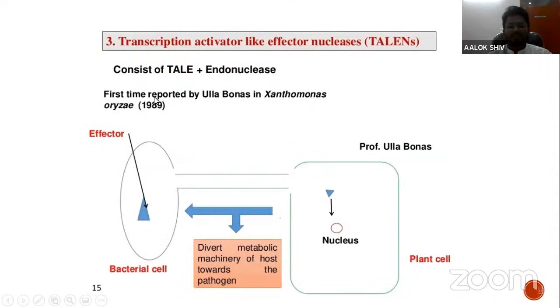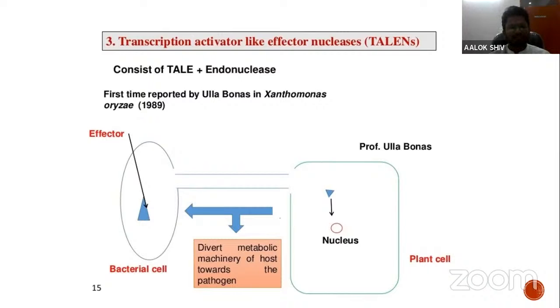So the next mechanism or the next tool under genome editing is the TALEN. Why is it called the TALEN? Because it is a TAL effector protein and endonuclease. Okay, so this is the effector. So what are the effectors? Effectors are nothing but different proteins which are used by the pathogen for breaking the primary defense system of the plant. Okay, so these are the effectors.